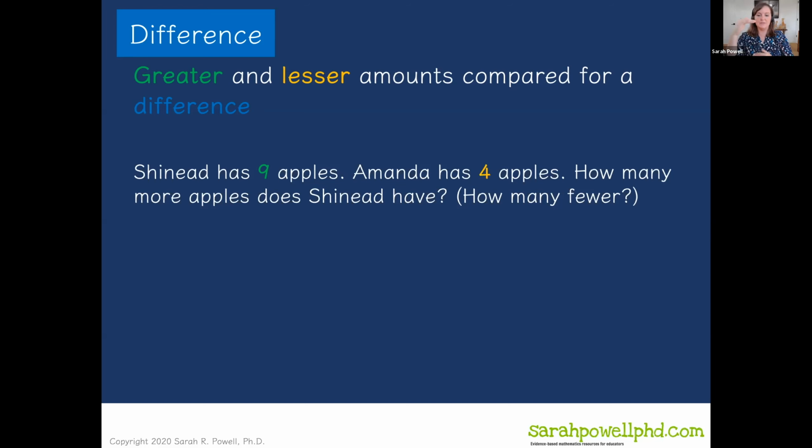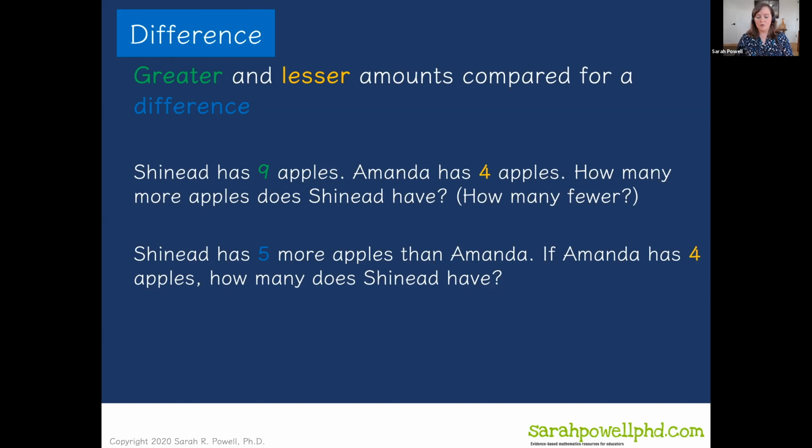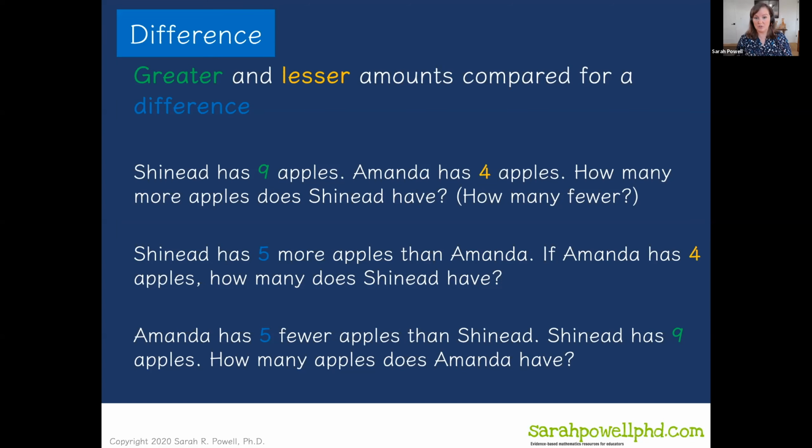So our very typical difference problem is this. Sinead has 9 apples, Amanda has 4. How many more apples does Sinead have? Or the question could ask, how many fewer apples does Amanda have? Or a very common question is, what is the difference between Sinead's and Amanda's apples? I am sure you have seen that question asked in some way, shape, or form. So in a difference problem, we have a greater amount and a lesser amount, and we compare those two amounts for a difference.